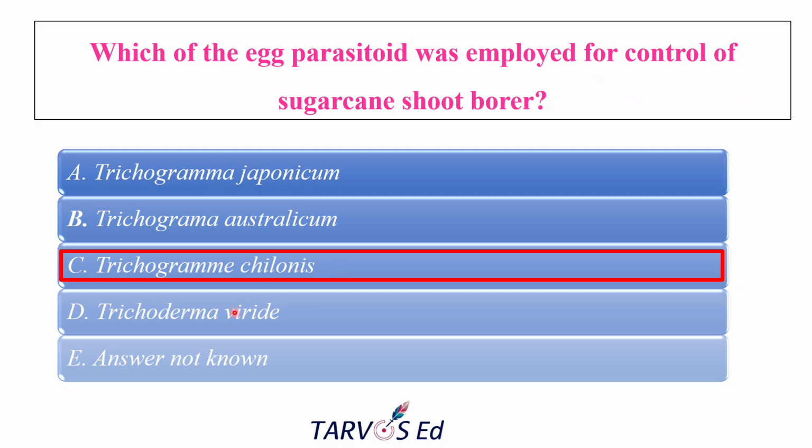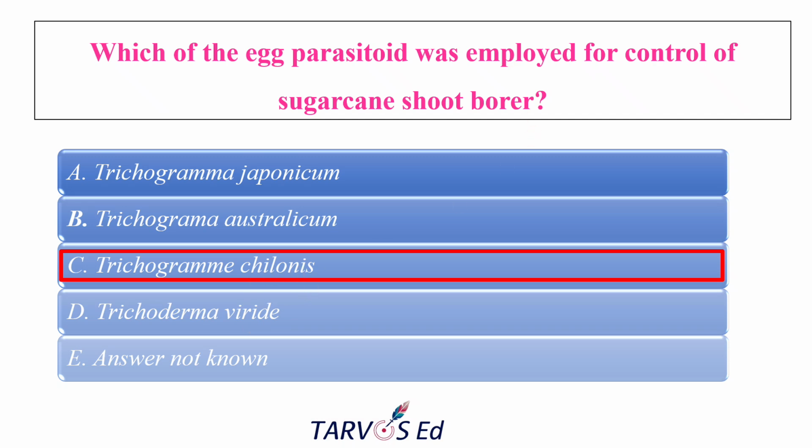And Trichoderma viride is a fungus, not an insect parasitoid. It is a biocontrol agent against soil-borne plant pathogens like Rhizoctonia, Fusarium and so on. And since the name is similar to Trichogramma, it is a totally different organism. So it is like a trap for you. Okay, you have to be sure on this.